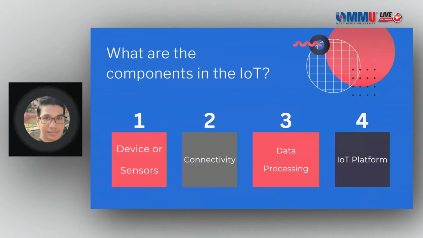And then secondly is the connectivity. Connectivity refers to how the device or the sensor is connected to the internet. In IoT, we have a lot of types of connectivity available. Let's say for example we have Bluetooth, we have Wi-Fi, and we have cellular networks and many others.